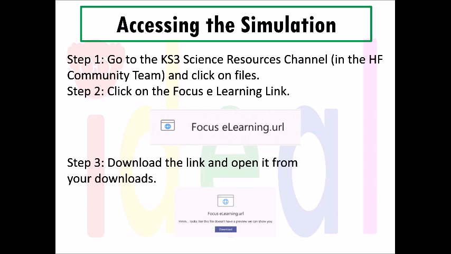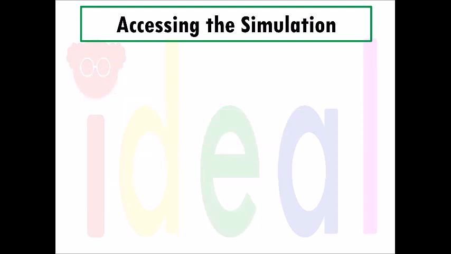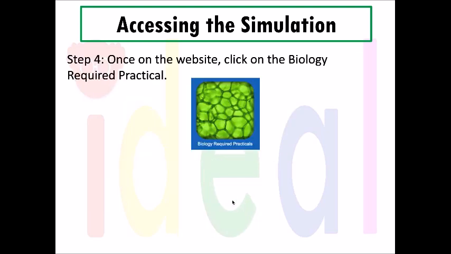So once you have downloaded the link and you've navigated to the web page, you'll see lots and lots of little squares. These little squares look a little bit like this, and this is the one that you want. It's the biology required practicals. So you need to click on this one that looks like this. Don't click on any of the others because that will take you to somewhere different. We need to have this one.